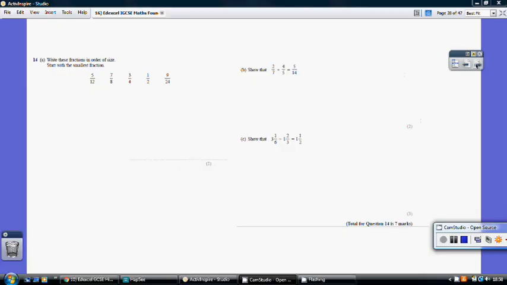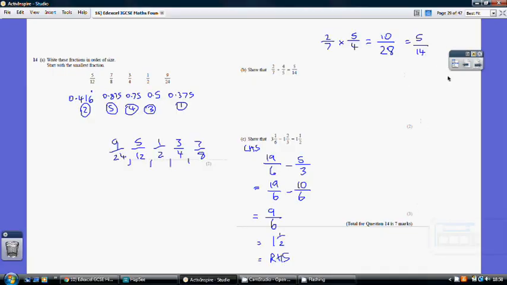Question 14. So it may well be that a lot of these you can put in order just by sight. For example, 3/4 is clearly greater than a half. But I just want to give you a strategy that really just takes any thought out of it.